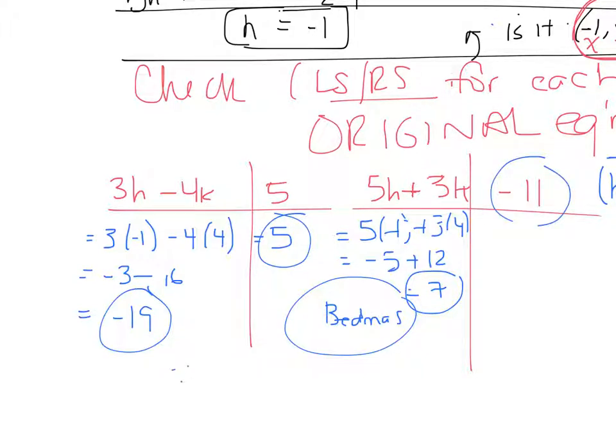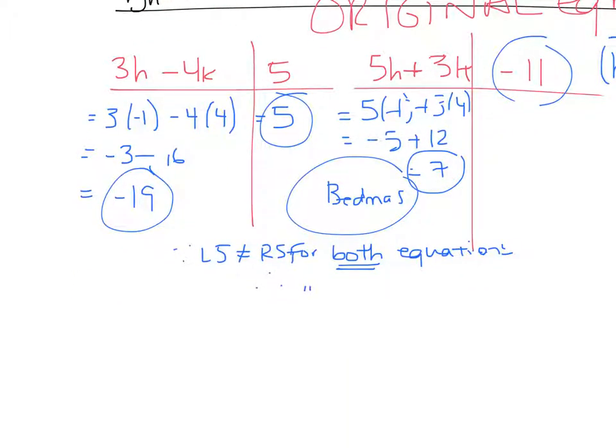So since the left side does not equal the right side for both, and it's for both equations, that's very important to state unless you want to do two separate left side, right side statements. For both, therefore, the POI, this is not working, let's try again. The POI is not -1, 4.